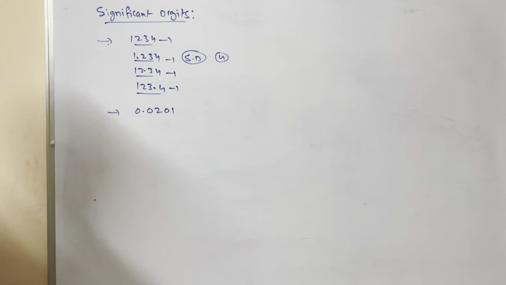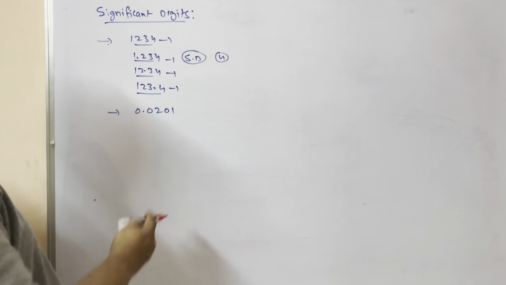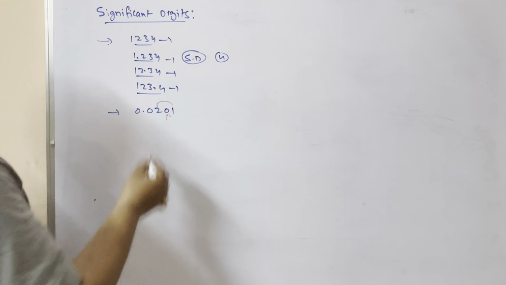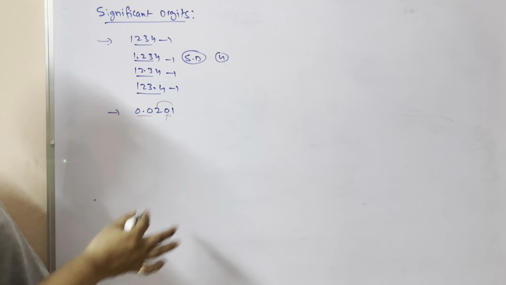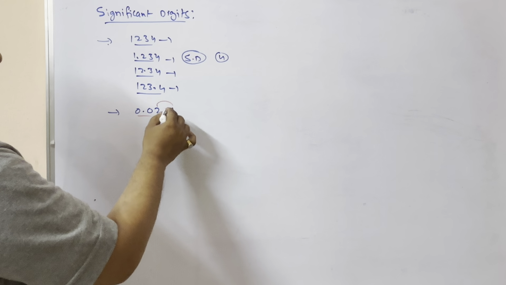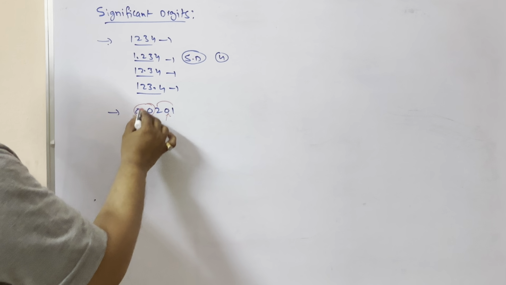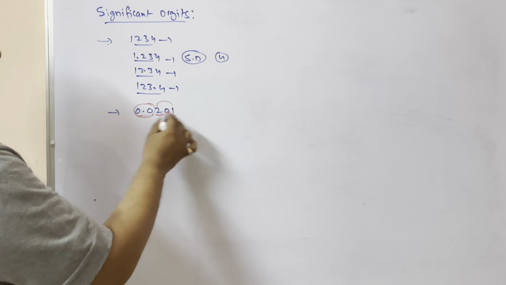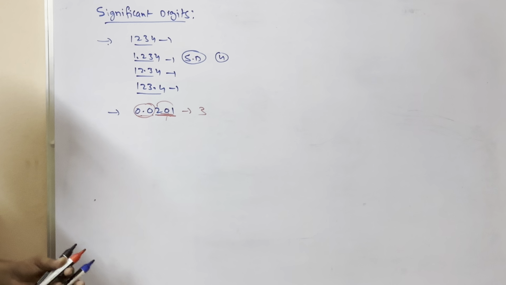Now, for this, what does the rule mean? Zeros in between two non-zeros, irrespective of decimal place, are always significant. Therefore, this zero is significant. These zeros are not significant. Therefore, the total number of significant digits is 3.